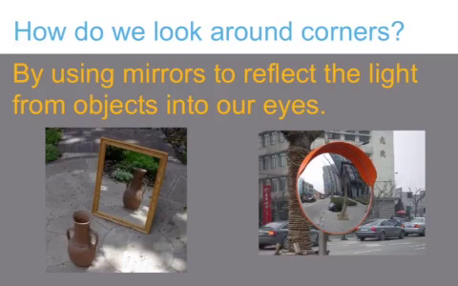And so by using mirrors to reflect the light from objects into our eyes, we can actually look around corners. And you can see from this picture here that the light rays traveling from the light source to the vase are being reflected by the vase into the mirror, and the mirror reflects the light rays into our eyes, where we're looking at the mirror.